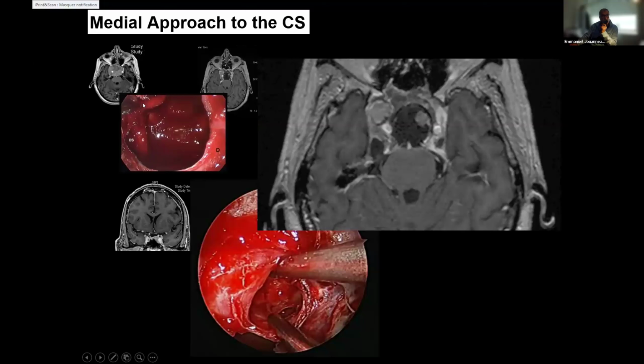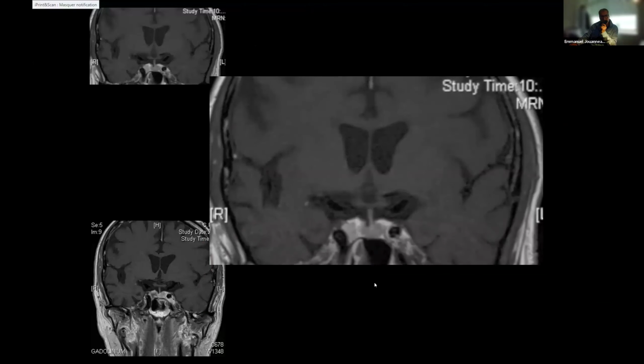You reduce the tumor, just keeping in place a small tumor remnant inside the cavernous sinus. Non-secreting pituitary adenoma, perfect decompression of the optic apparatus. So now you can wait or perform radiotherapy, depending on the age and the histological analysis.